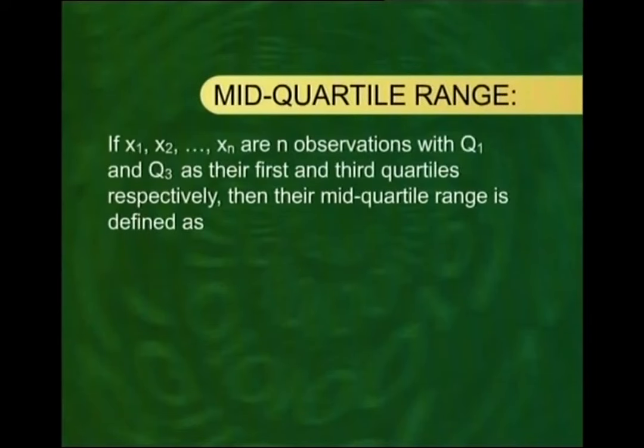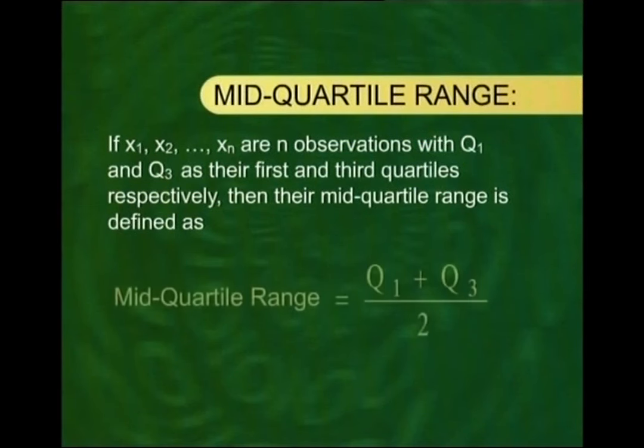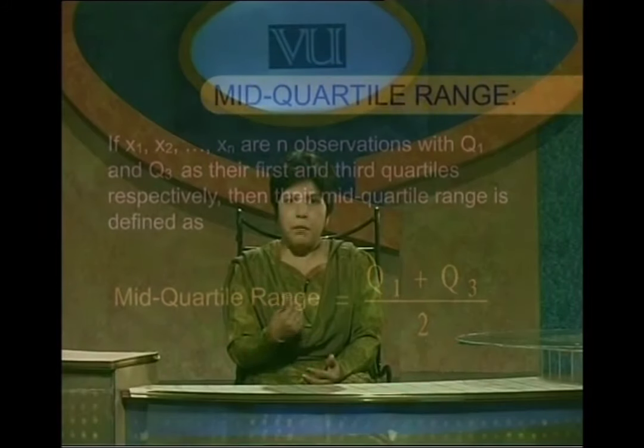The other one that I want to discuss is the mid-quartile range. If we have n observations, x1, x2, so on up to xn, and if q1 and q3 represent their first and third quartiles respectively, then the mid-quartile range is defined as q1 plus q3 over 2. Bilkul pehle ki tarah, exactly the same logic. If you add the value of q1 with the value of q3 and divide by 2, you will get a value in the middle of your distribution.